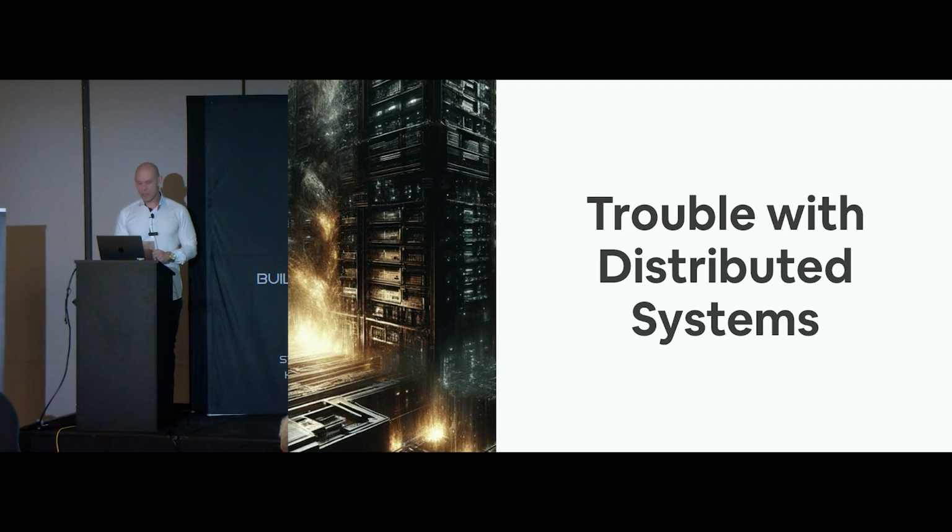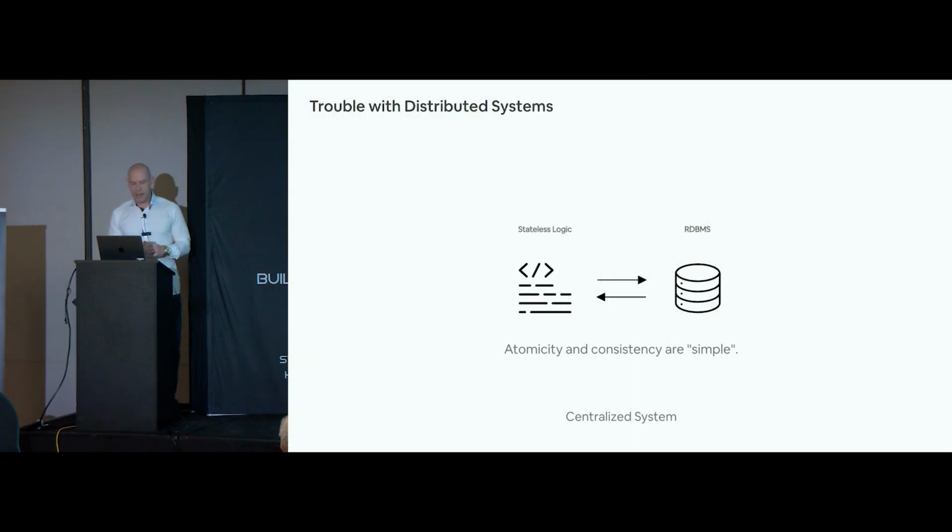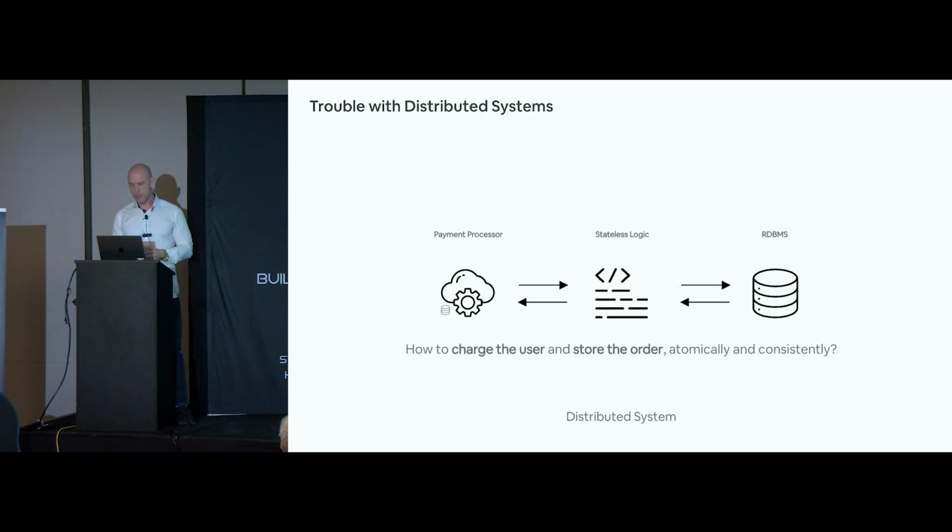So what is the trouble with distributed systems? Well, in a centralized system, it's relatively simple to achieve atomicity and consistency because all that state is located in one location. However, the moment we move to a distributed system, and this is the simplest possible distributed system that you might actually relate with, it becomes extremely challenging. Let's say we want to store an order in the database and also call the payment processor and charge someone's credit card for that order, right? E-commerce app like Amazon.com. How are we going to do that atomically and consistently?